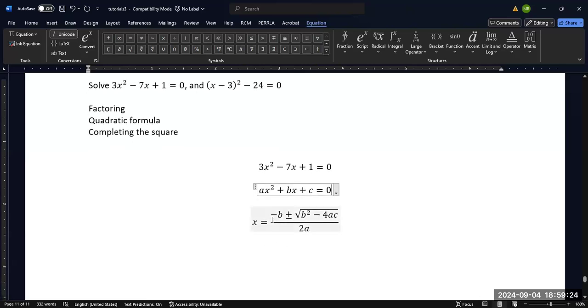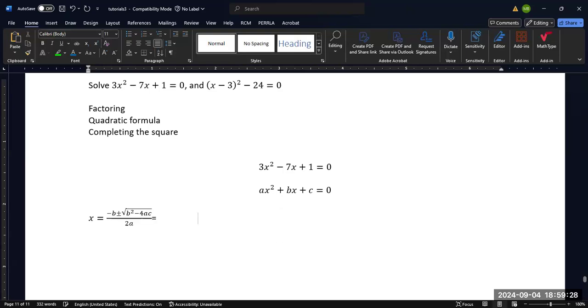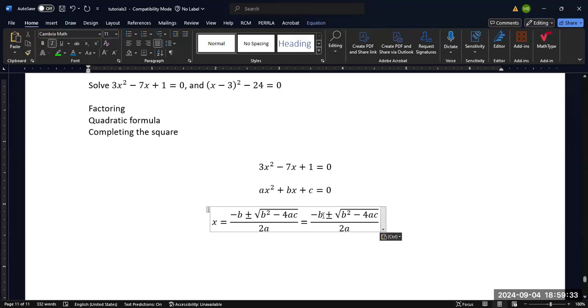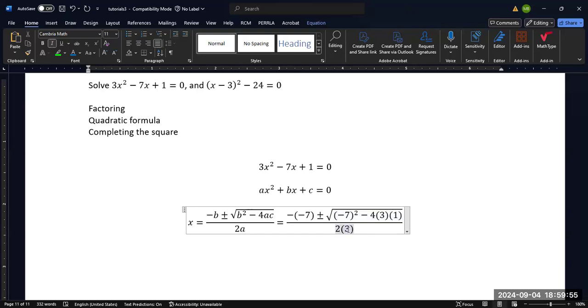So if we plug our stuff in, we identified b as 7, but there's another negative in here. So just to be clear what's going on, this b is also -7. This a is 3. This c is 1. And this a is 3.